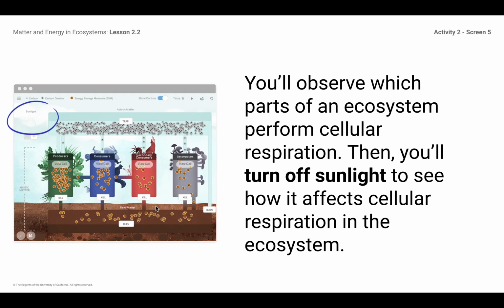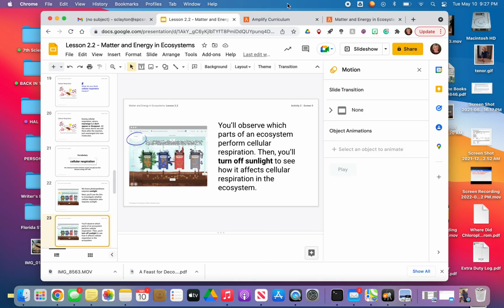So let's go to the sim. You're going to observe which parts of the ecosystem perform cellular respiration. Hint, hint, it's all 4 of these. And then you're going to turn off the sunlight to see if cellular respiration changes or if it affects cellular respiration at all in any of these organisms. So let's do that real quick.